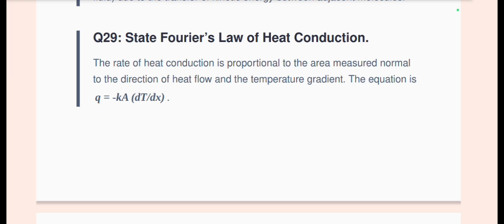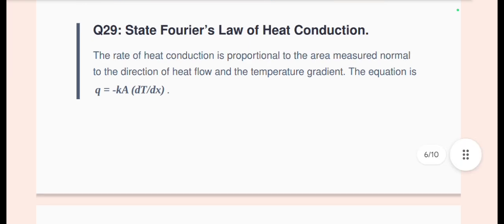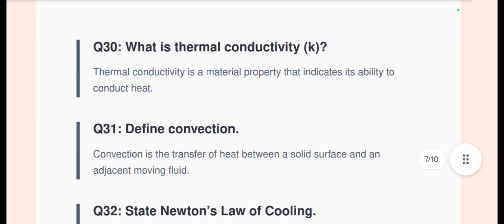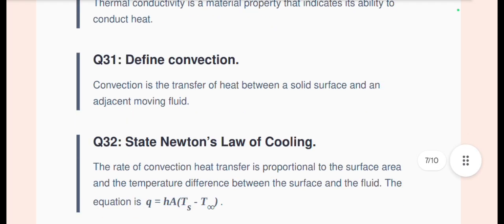The rate of heat conduction is proportional to the area measured normal to the direction of heat flow and the temperature gradient. The equation is Q is equal to minus KA into dT upon dx. 30, what is thermal conductivity? Thermal conductivity is a material property that indicates its ability to conduct heat.